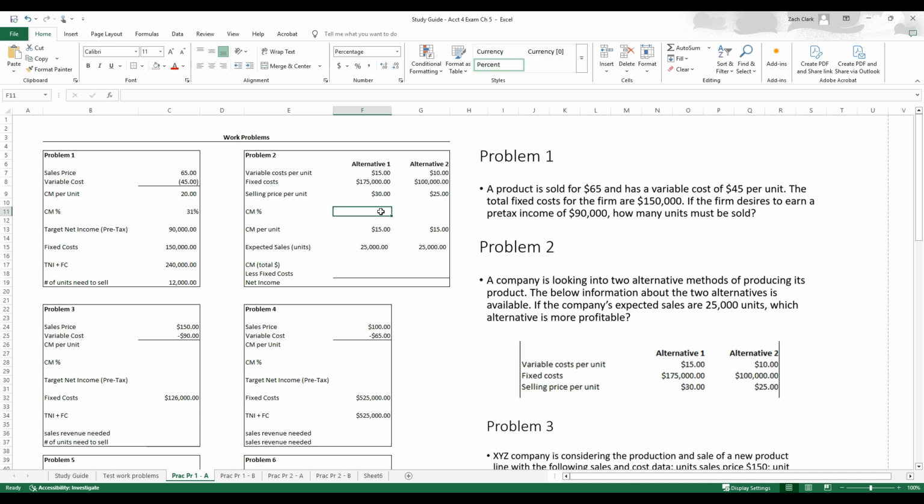Okay, and then to get our contribution margin percent, we're going to take our contribution margin divided by the total selling price. So we had 50% and then 60%.